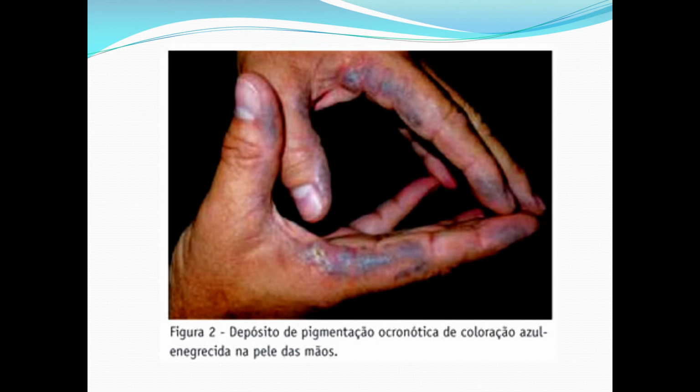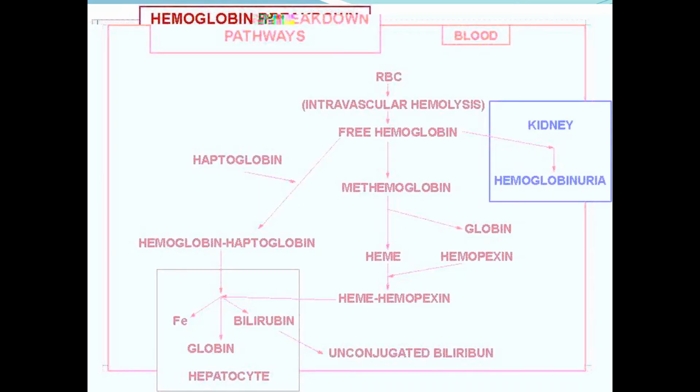Again, in pigmentation, you can find a second pigment, that is hemoglobin derivatives. You all know the metabolism of hemoglobin. It comes from the RBC because of intravascular hemolysis. The hemoglobin is converted into methemoglobin. It is then broken into heme and globin. Heme is going to hematin and goes to the liver.